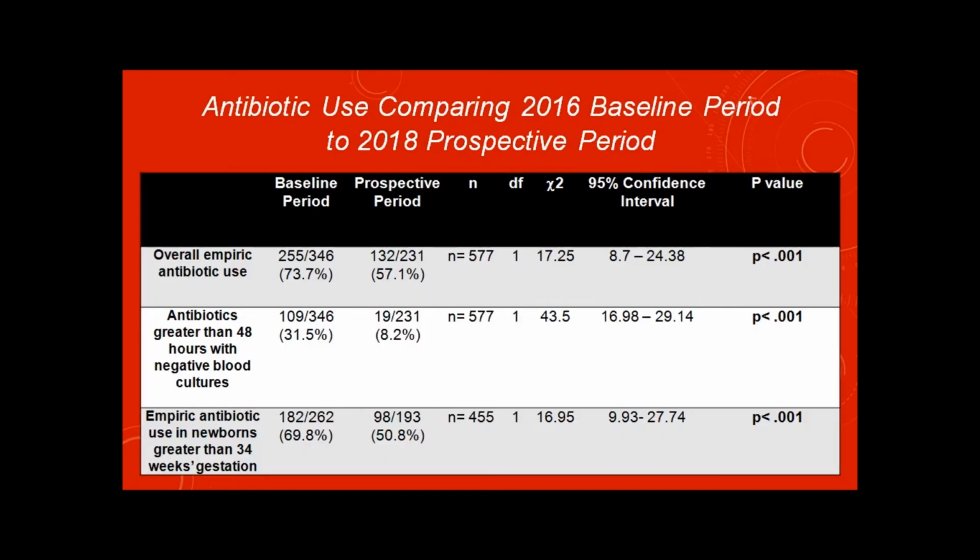And so our overall empiric antibiotic use, we were at 73.7%, and during the prospective period, we were down to 57.1, which is significant. The antibiotic use greater than 48 hours, which is amazing, we went from 31.5 down to 8.2%. And then for the majority of our admissions, we were right at 70% on the baseline, and we were down to basically 51%. Now, all of those were significant. So we think the calculator has some effect with those late preterm babies.